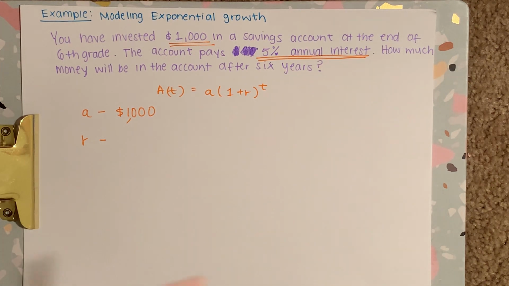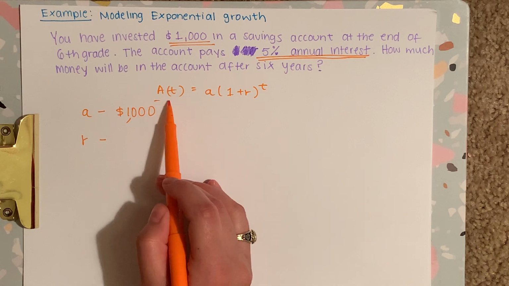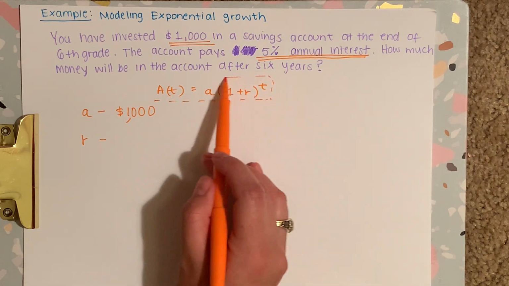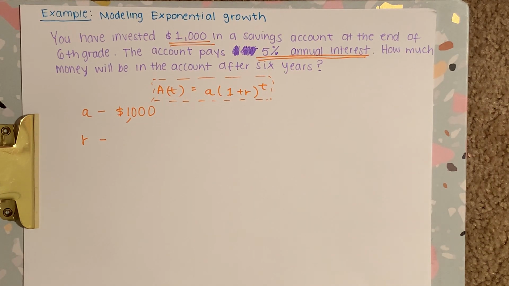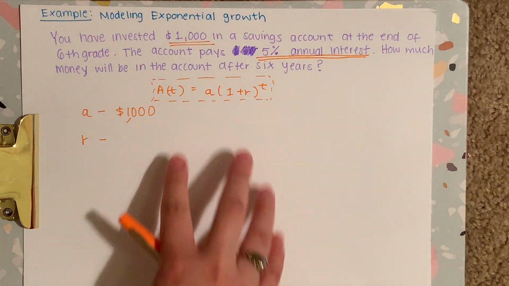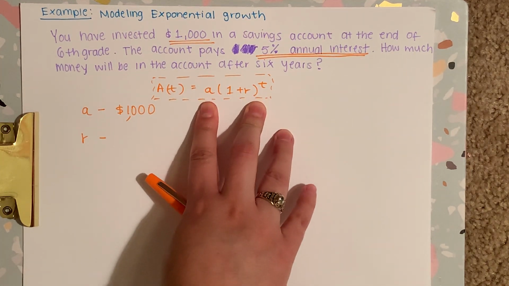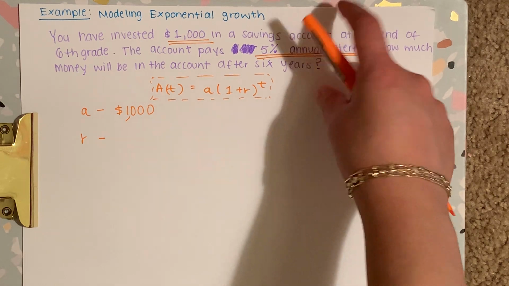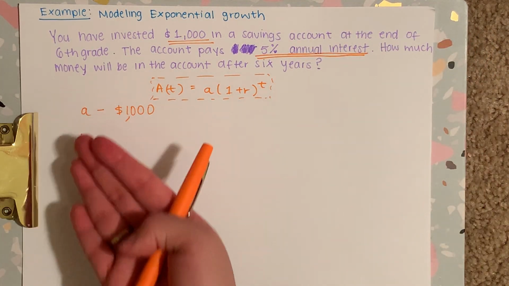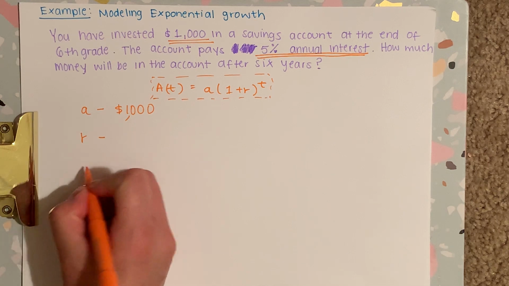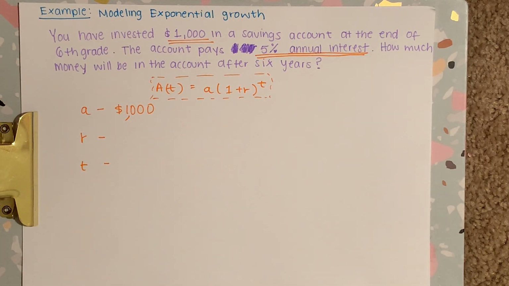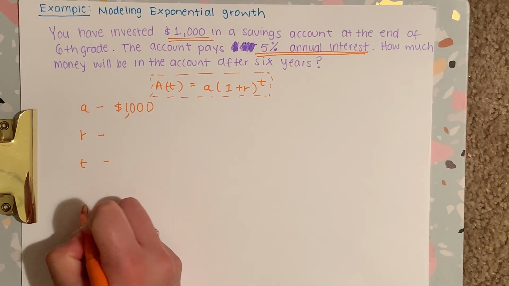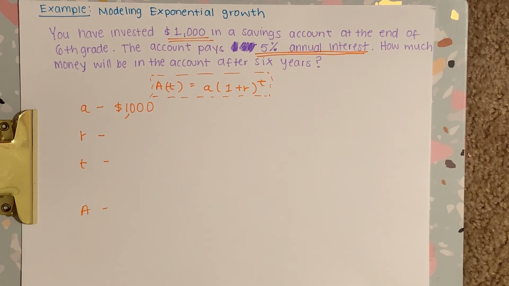So we need to know what our exponential model looks like, right? Which is this right here. Now we need to know what each letter of our exponential model is. Everything that you need for this exponential model is given to you in this word problem. So we need to dissect the problem in order to know what A, what R, and what T is. Of course, at the end, we're going to get what A is as well.